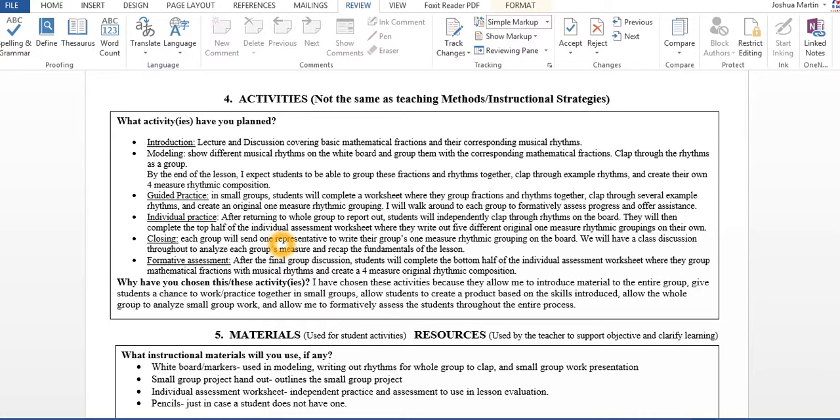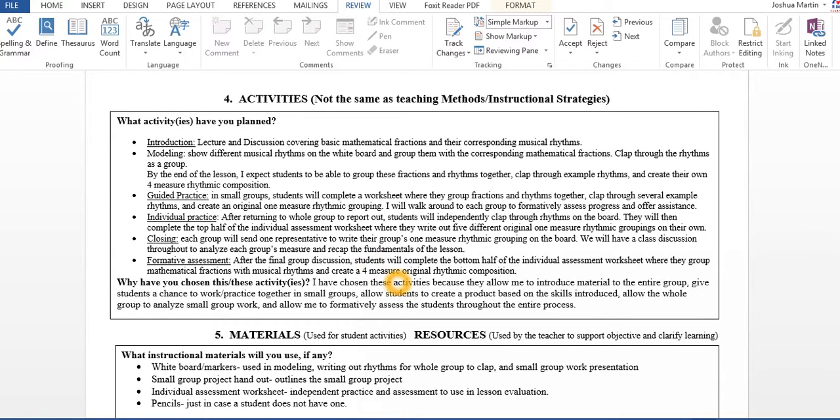Once we're done with that discussion and recap session, we'll go into the formative assessment. What they'll do there is on the bottom half of the worksheet that they got when they came back to whole group, they will have a section where they will group mathematical fractions with rhythms again for assessment. And they'll also have a space where they will create their own 4-measure original rhythmic composition, like I stated, for them to be able to do in our learning goal objectives.